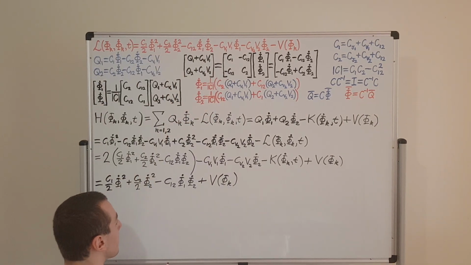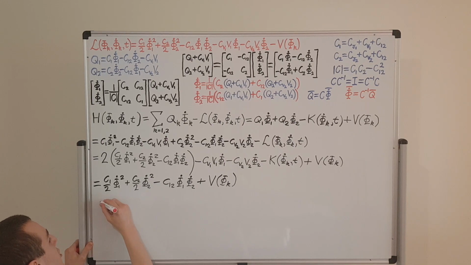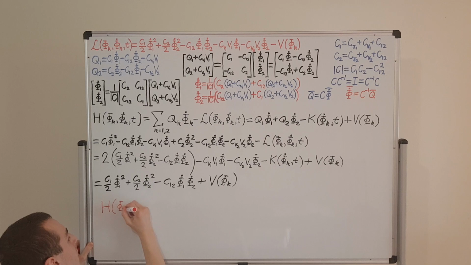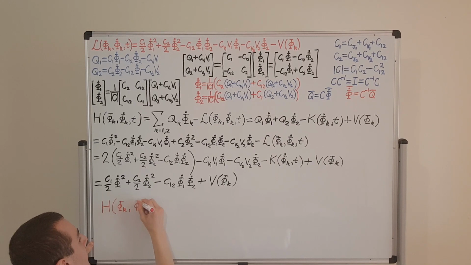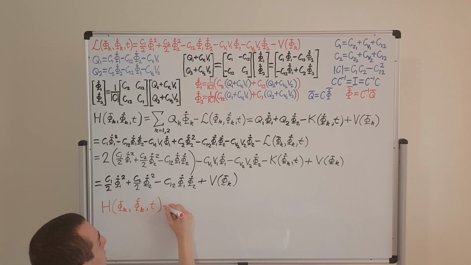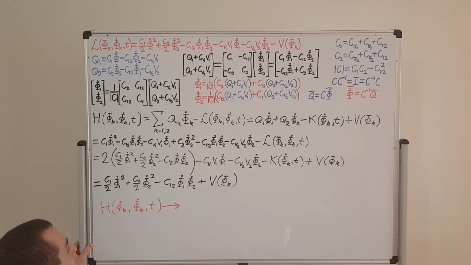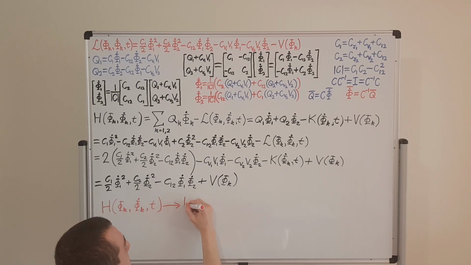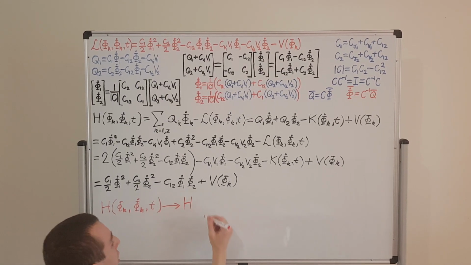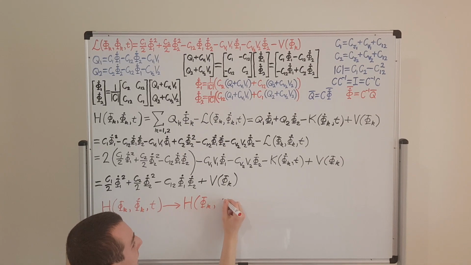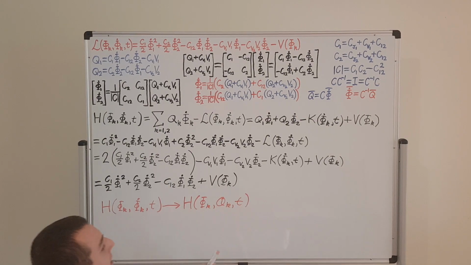So what we're going to do is take the Hamiltonian written in terms of the coordinates and the velocities, and we're going to rewrite, re-express it. It'll still be the same Hamiltonian, just expressed in terms of different quantities. We're going to express that in terms of the coordinates and the momenta. And there will still be an explicit time dependence.